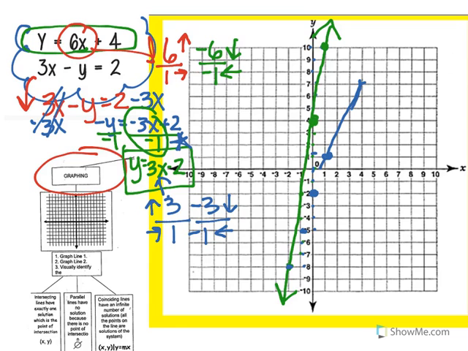See, this helped me create more points on my graph so that I can find out where they intersect. So I can now tell that my green and my blue line intersect at the point -2, -8. So that would be my solution when graphing.